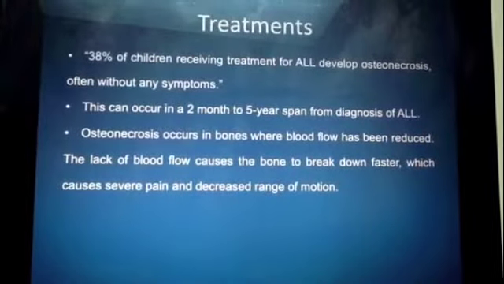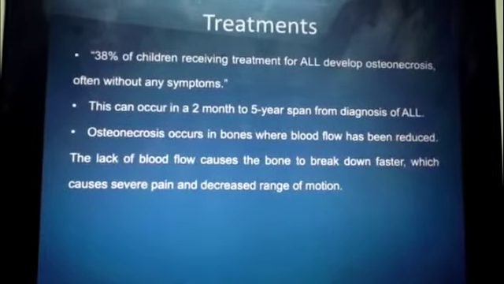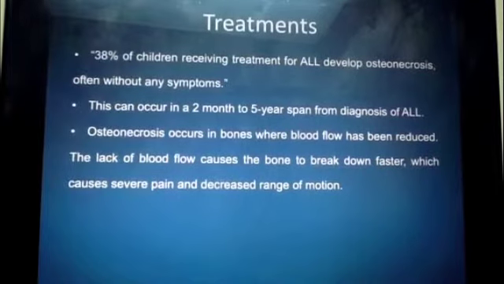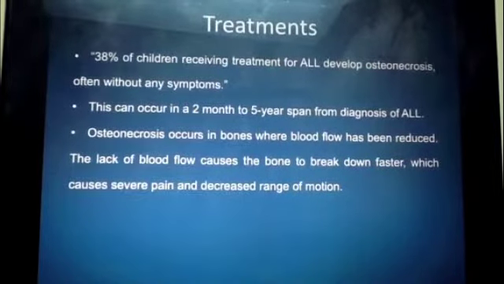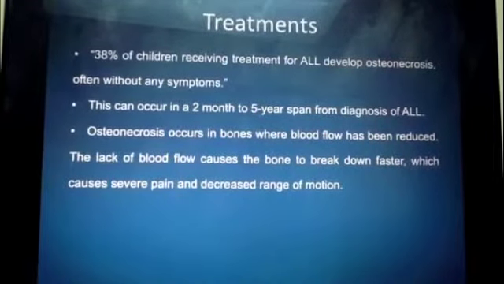38% of children receiving treatment for ALL develop osteonecrosis, often without any symptoms. This can occur in a 2-month to 5-year span from diagnosis of ALL. Osteonecrosis occurs in bones where blood flow has been reduced. The lack of blood flow causes the bone to break down faster, which causes severe pain and decreased range of motion.